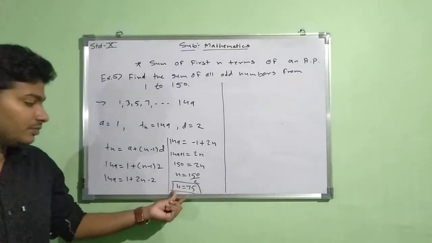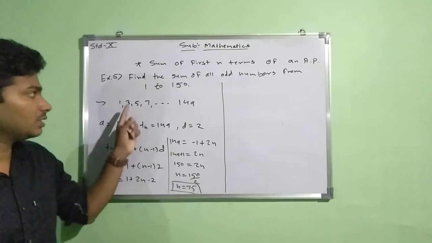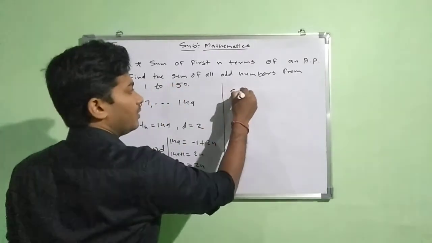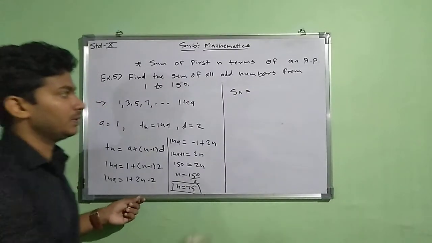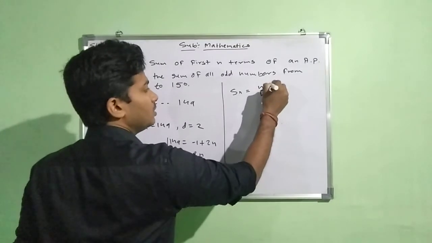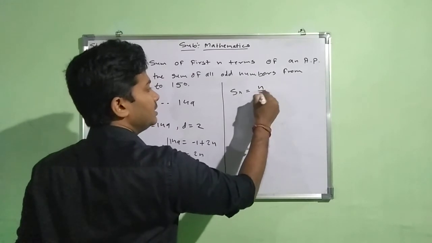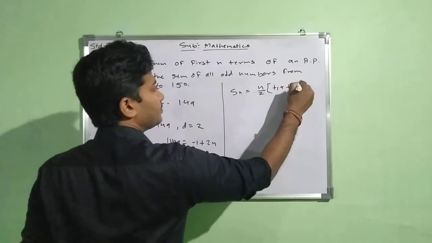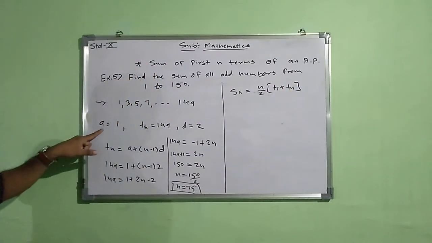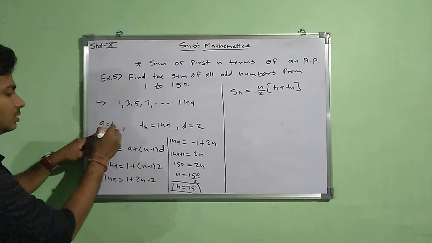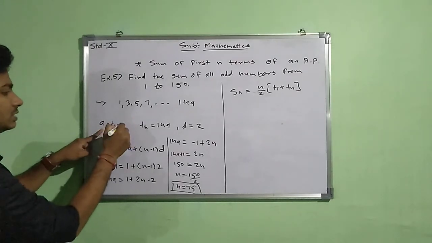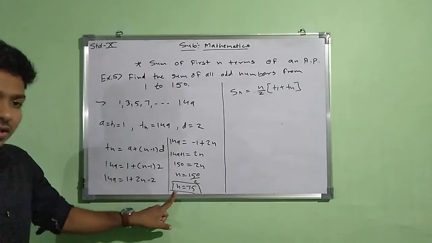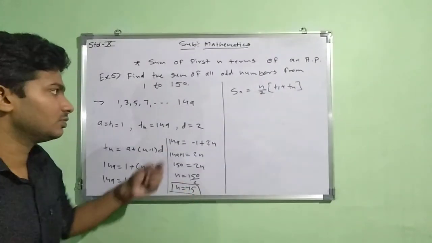Now we will use that same value for finding our sum. To find the sum we have the formula Sn is equal to n by 2, and inside the bracket the first term, that means t1 plus tn. Here a means t1. So we have t1, tn, and the value of n we got. After substituting the values we will get the sum.